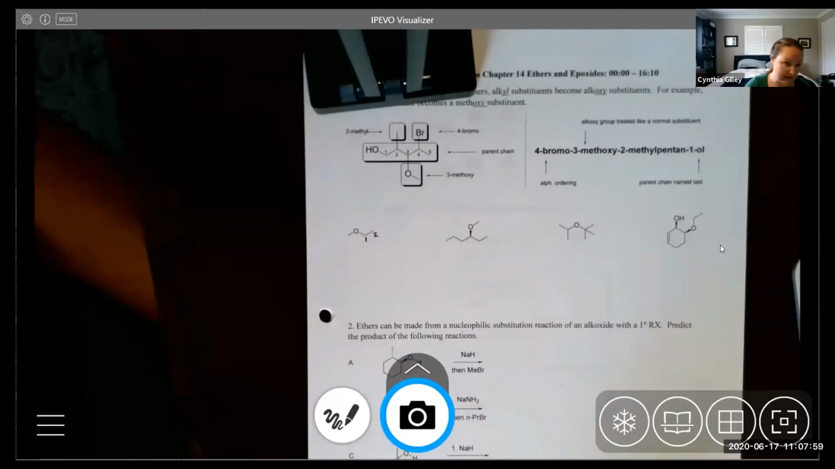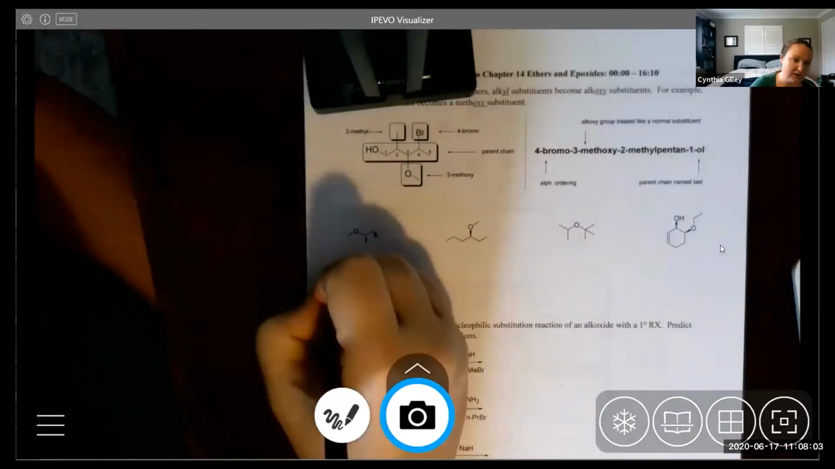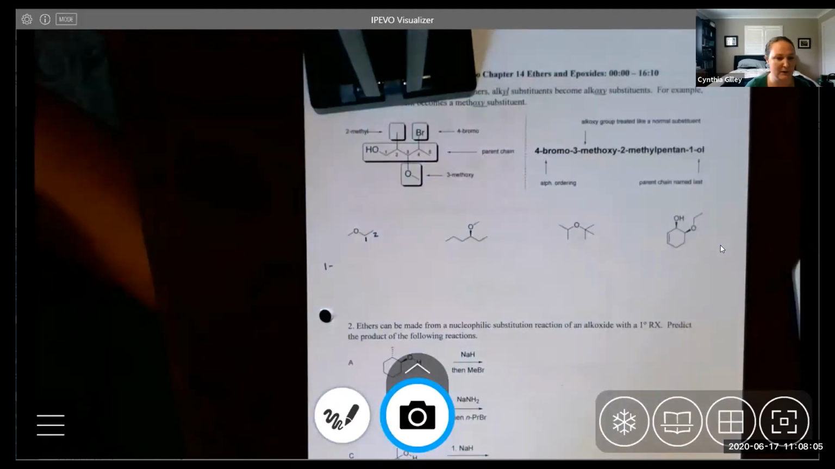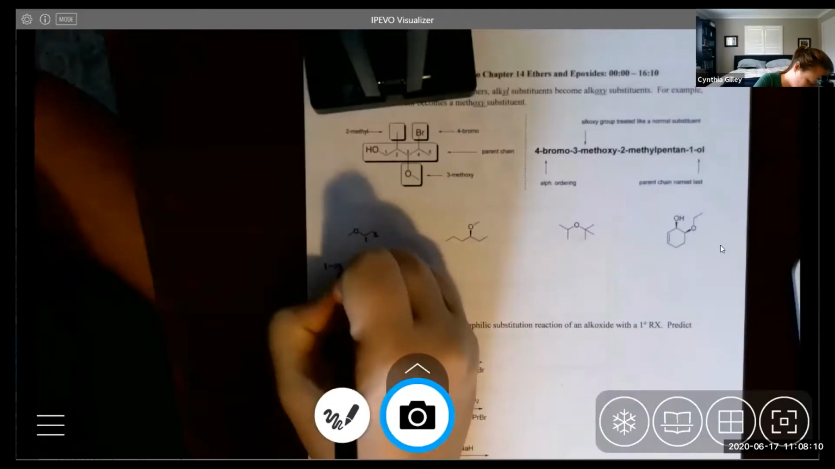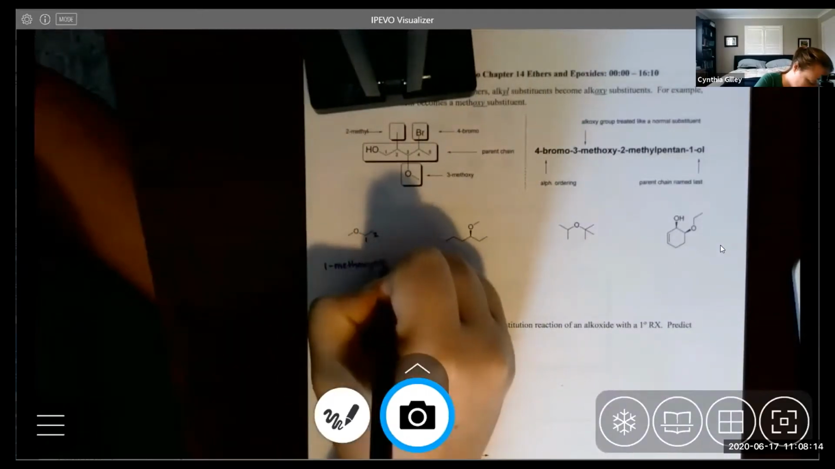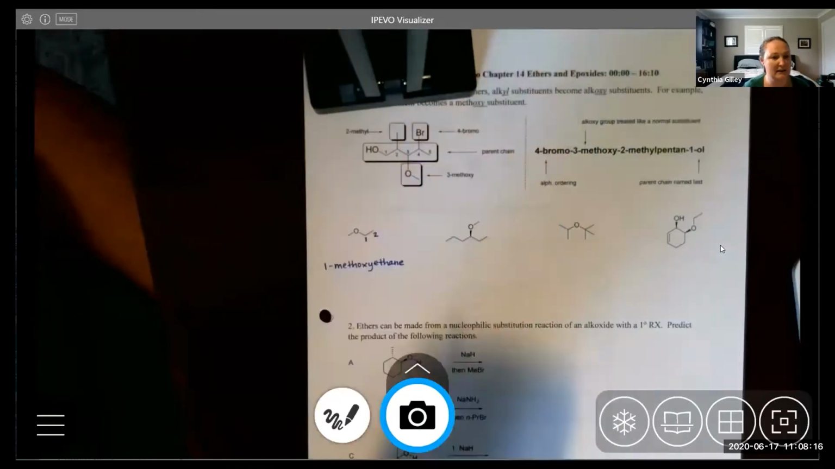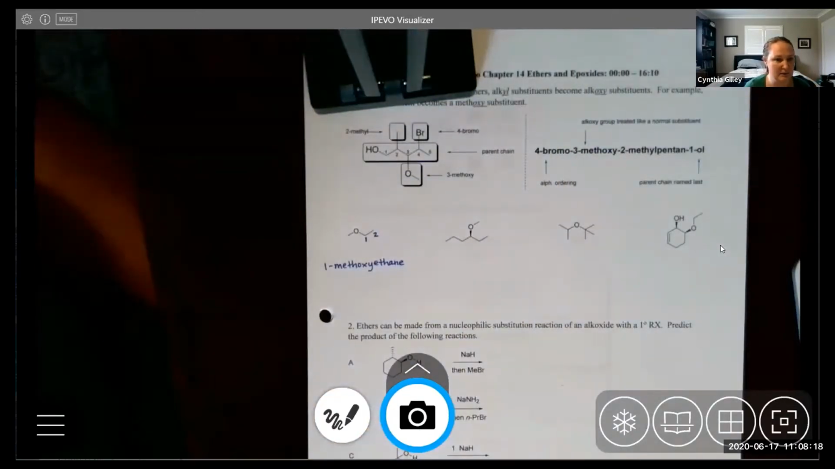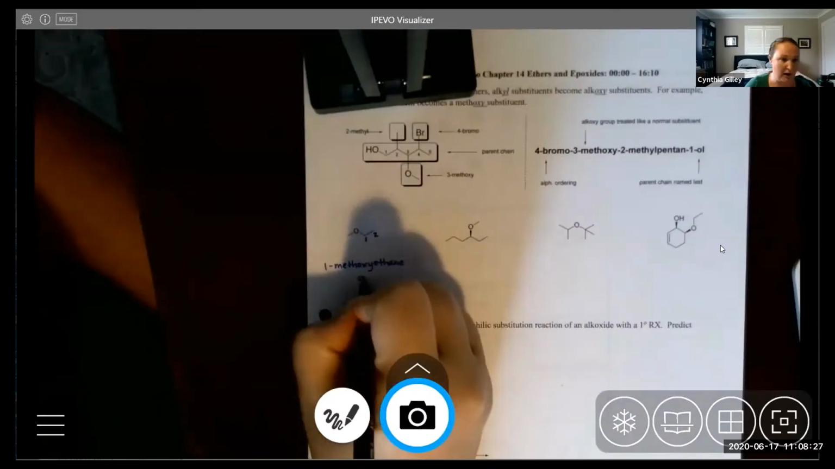So then this becomes 1, and sometimes the 1 is left off. So if you don't see a number, it's assumed. You can always add it. 1-methoxy, and then it's named as an alkane. Again, ether is part of the substitution. So 1-methoxyethane.